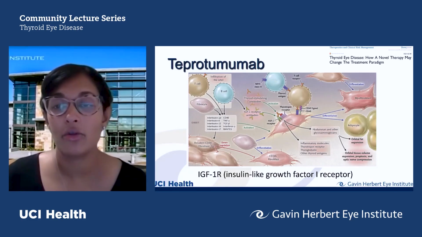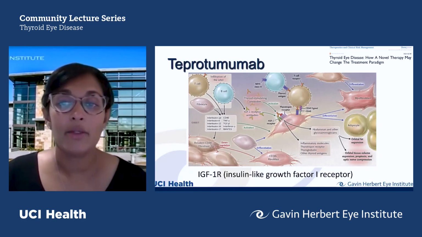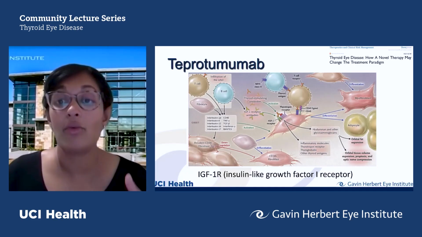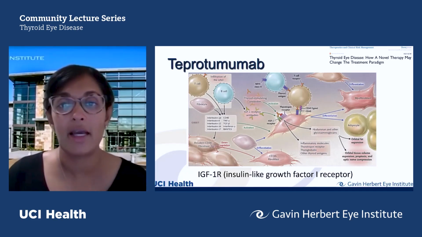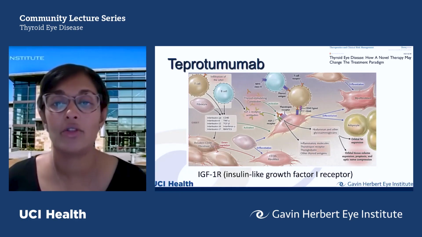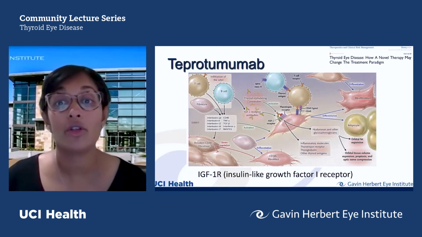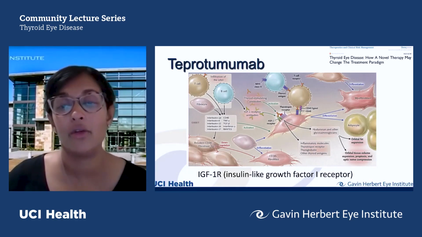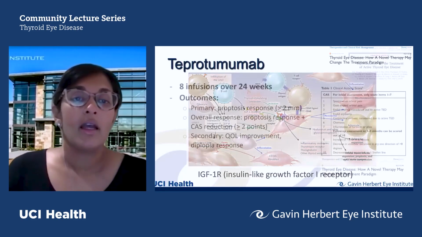And as Dr. Patel showed in some of his great imaging slides, you run out of space. The orbit is a tight space. Once you start pushing on adjacent things, you start pushing the eye out, you start getting double vision, or you start compressing the optic nerve and you can get vision loss.